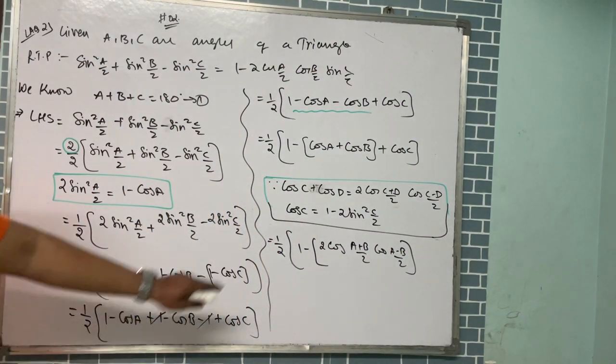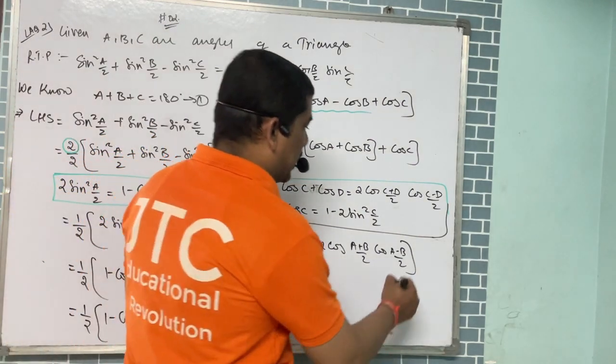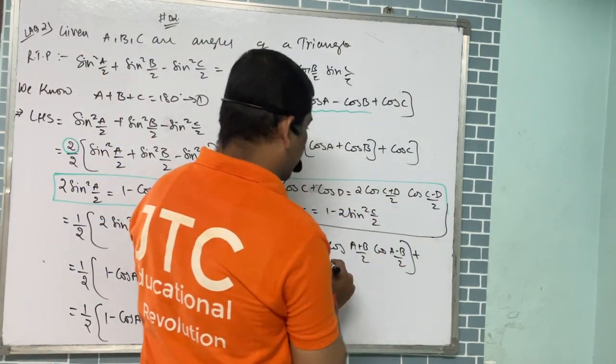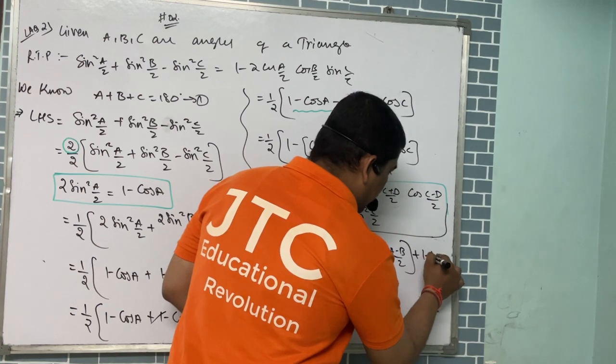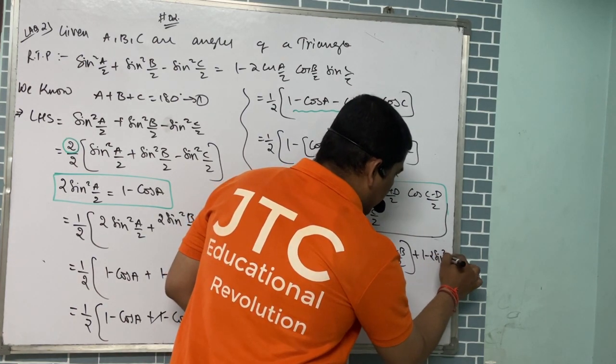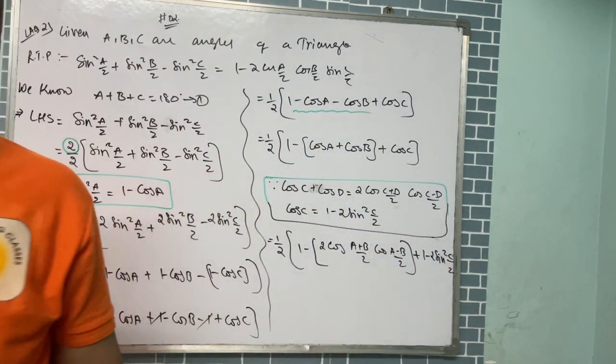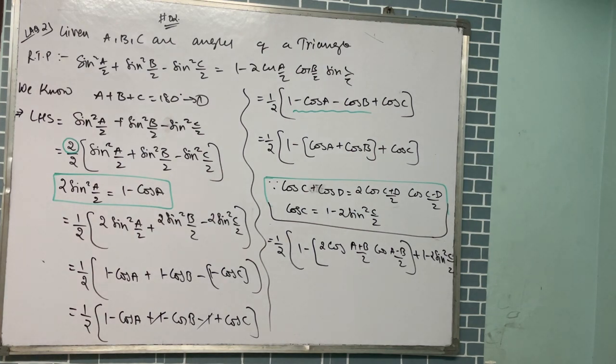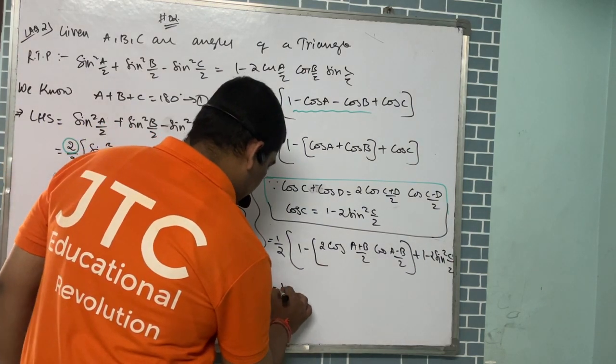Okay everyone, here I apply this formula. Plus cos C can be written as 1 minus 2 sin square C by 2. I am writing a little bit congested for setup there. Hope it is visible. Yeah, right, it's visible. Now we'll solve this inside the bracket.